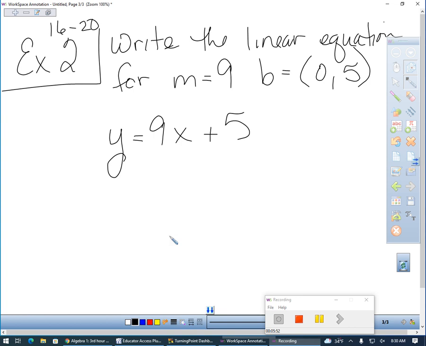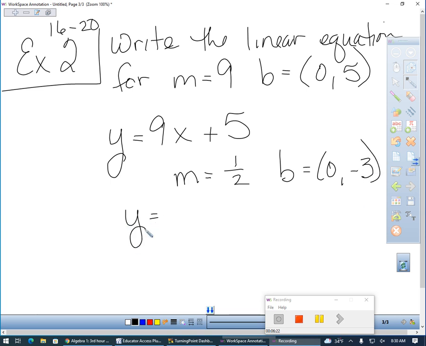We're still doing okay? All right, let's do one more. Let's say if m is 1/2 and b equals 0, -3. Y equals, what's my m value? 1/2. Then we put our x, and then plus our b value, which is -3. So you either put plus -3 or just -3. Either one's fine, okay?